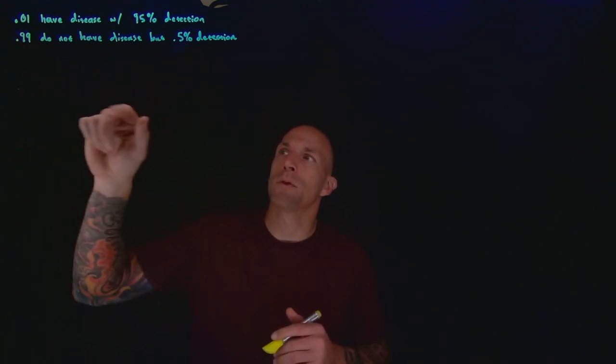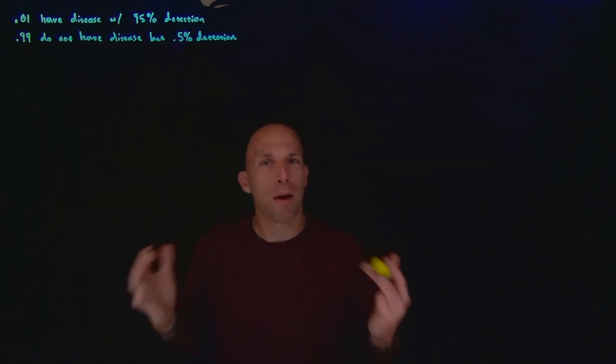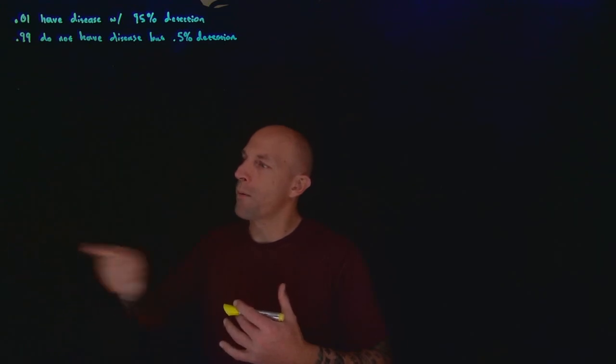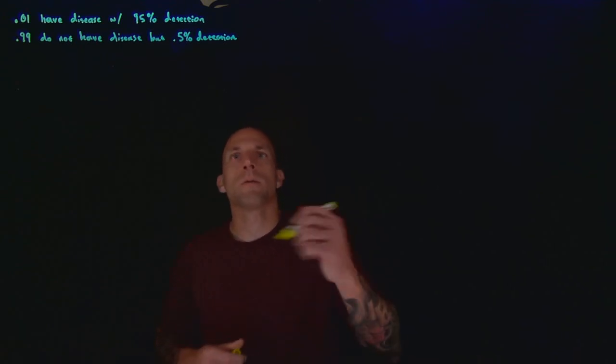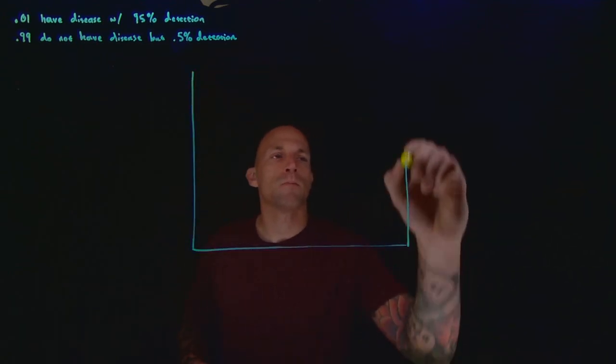So of the 99% that do not have the disease, 0.5% of the time we're going to get a positive test result anyway. And we want to know the probability that a person actually has a disease given that the test indicates the presence of disease. So let us map out a sample space here.